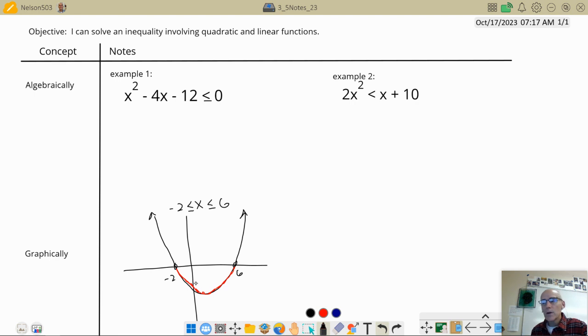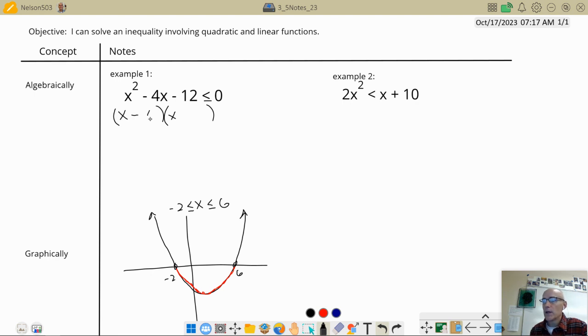So graphically, it's super easy to solve them. I hope you agree with me on that. Algebraically, it's a little bit more challenging. Like, we have to remember how to factor. So if I factor this guy, I put an x here and an x there because x times x gives me x squared. And then what two numbers multiplied together give me -12, but add together to give me -4.